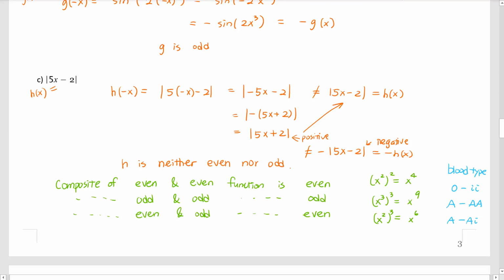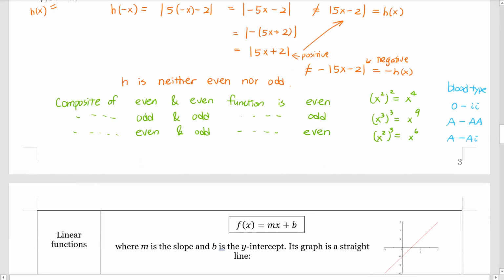Alright. So that is the theory about odd functions and even functions. Let's continue in part B. We're going to talk about the graphs of some common functions. So we'll see you in part B.